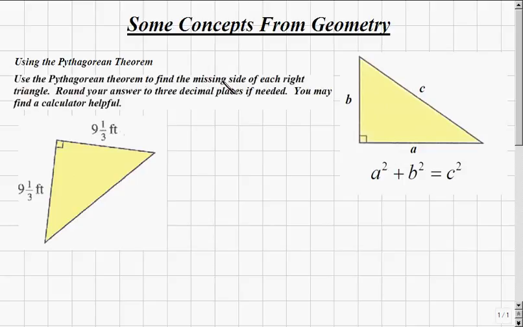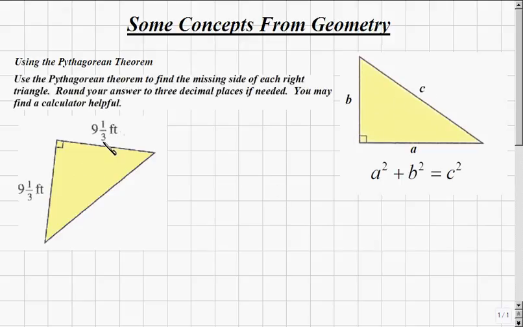Let's use the Pythagorean Theorem to find the missing side of our right triangle. We'll use a calculator and round our answers to 3 decimal places. So to begin, the Pythagorean Theorem tells us that if we're given a right triangle with 3 sides, that one side squared, a squared, plus the other side squared, b squared, has to equal the hypotenuse squared, c squared, where the hypotenuse is the side across from the right angle.